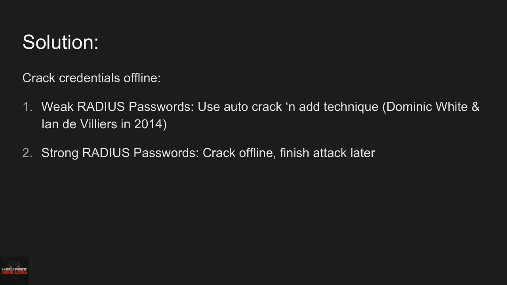For weak RADIUS passwords, the legwork's actually already been done by Dominic White and Ian de Villiers back in 2014. They came up with a technique called autocrack and add, which can be used for weak RADIUS passwords to get around this whole issue. We'll talk about that in a second. And for stronger RADIUS passwords, remember that you can crack MS-CHAPv2 challenge responses very, very quickly. So the solution there is simply to crack those offline, come back the next day, and then finish the attack.